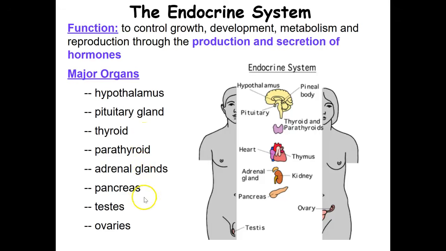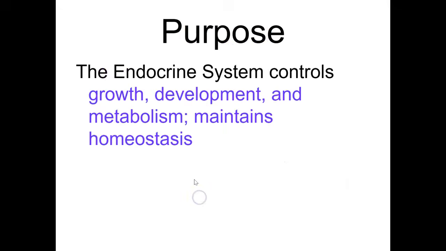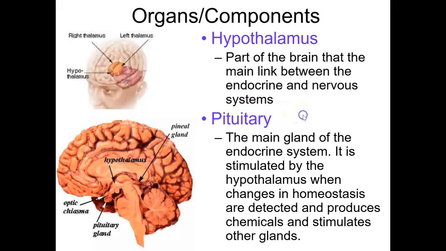Endocrine system, keyword here is hormones. So there's a lot of different glands that produce hormones that are chemical messages throughout your body. The purpose is for growth, development, and metabolism. Helps maintain homeostasis.